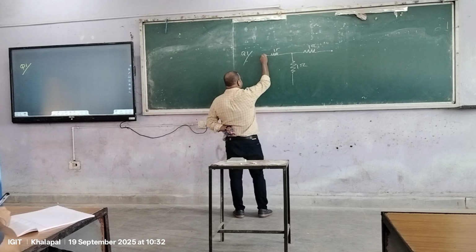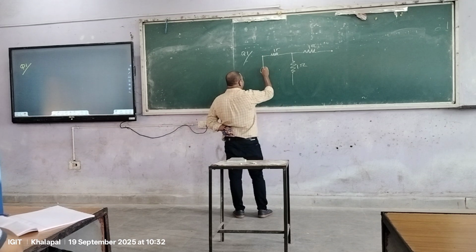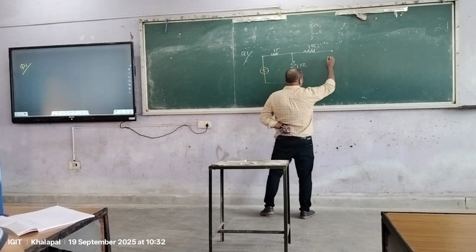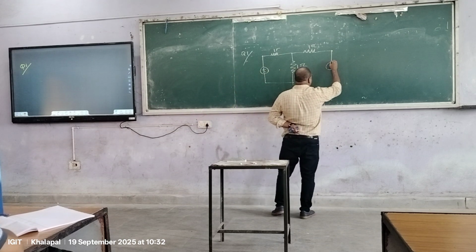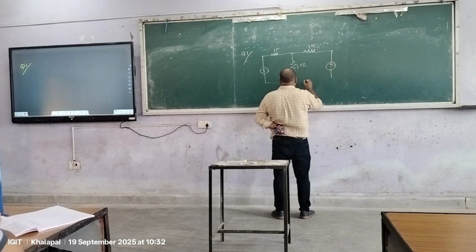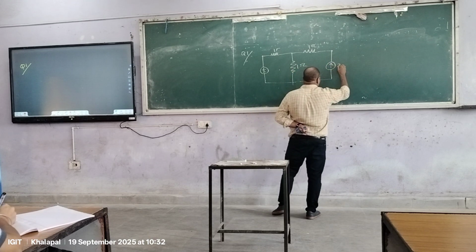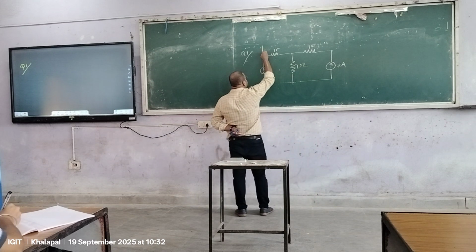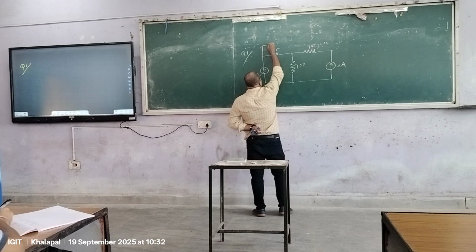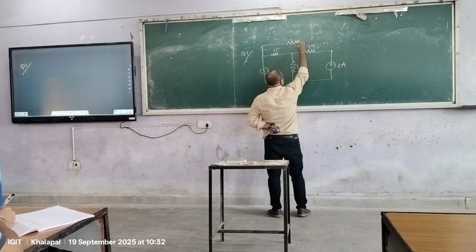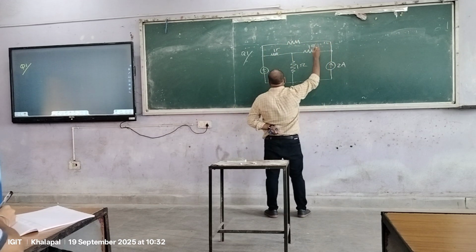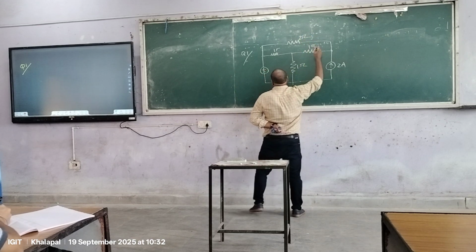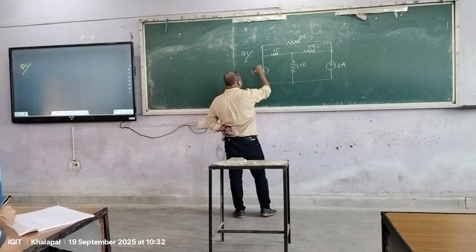right? Here is the voltage source having 10 volts, and here is a current source having a value of 2 amperes, right? And here is another branch which has a resistance. Let's say it is 1 ohm and it is 2 ohm, right? This one has a value of 10 volts.